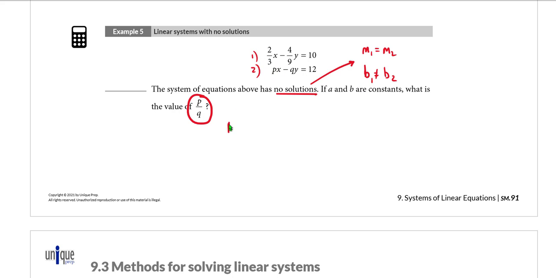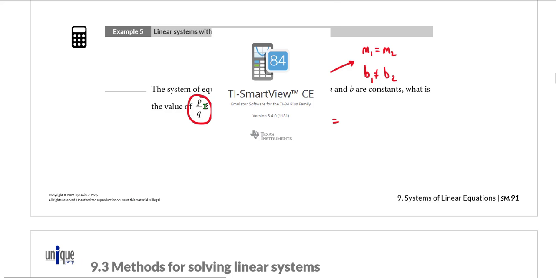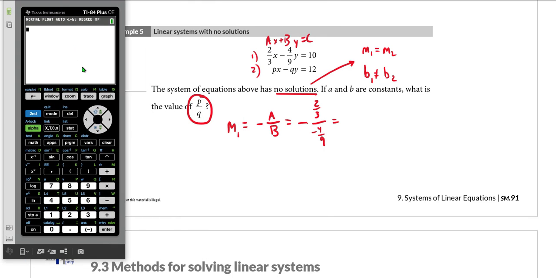So the slope of line 1, again, since these equations are in standard form, I'm going to use my shortcut once again, which you will be using a lot on the test. So this is going to be negative a over b. A is 2/3, b is negative 4/9. I am not going to mess around with this. I'm going to go right into my calculator, and I am going to punch this in.